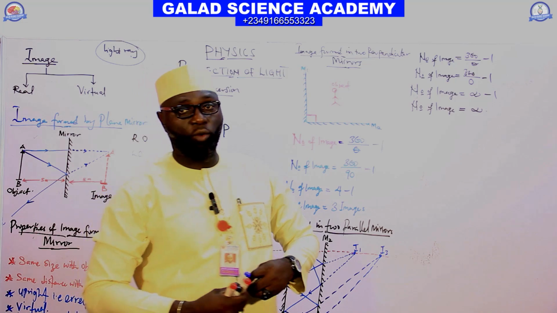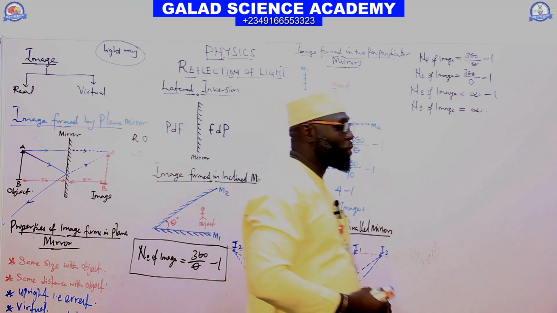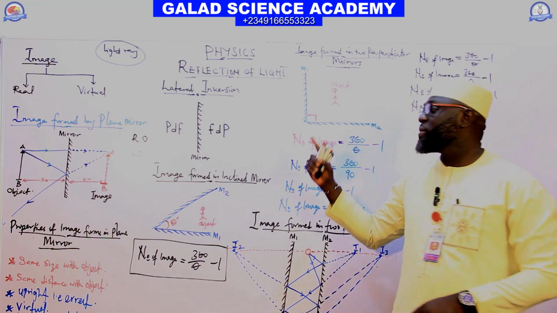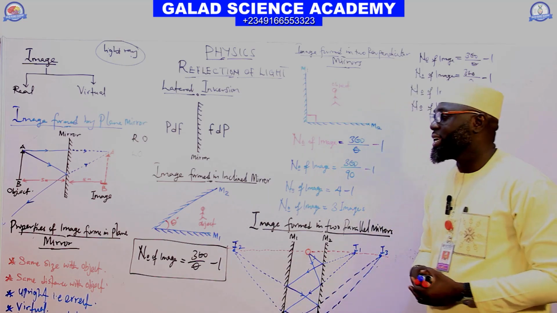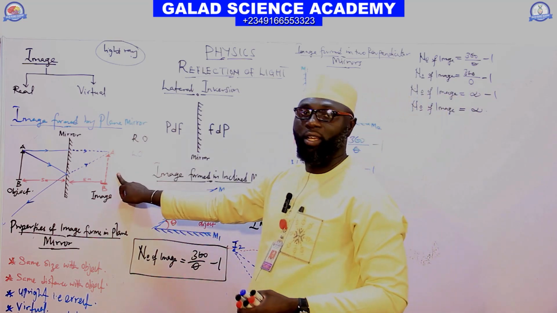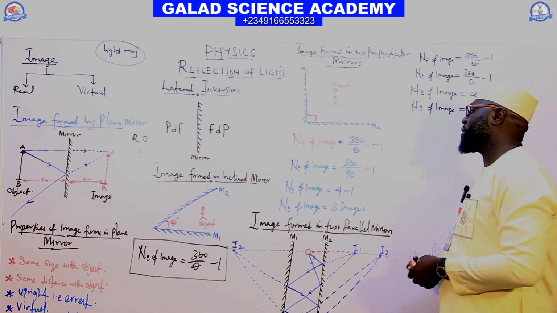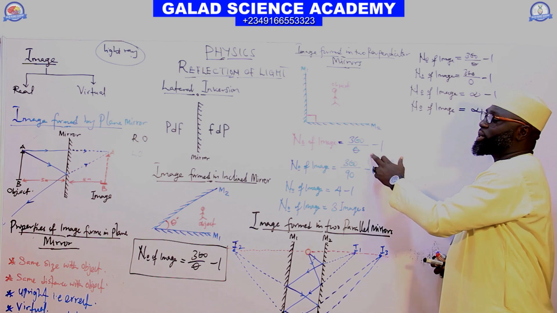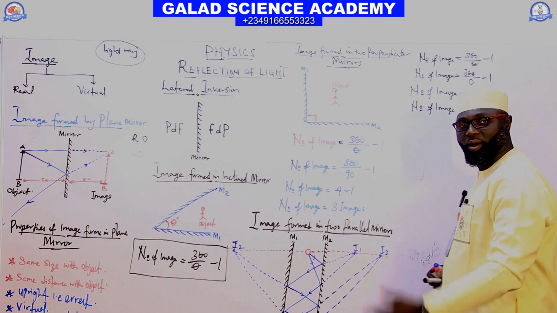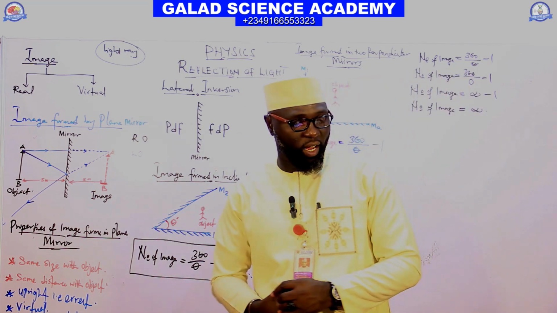This kind of mirror, we used to have it in a saloon. And the last one, what is the number of images formed in the plane mirror? It is one image. You can confirm it: 360 divided by 180 minus 1. You get your final answer.